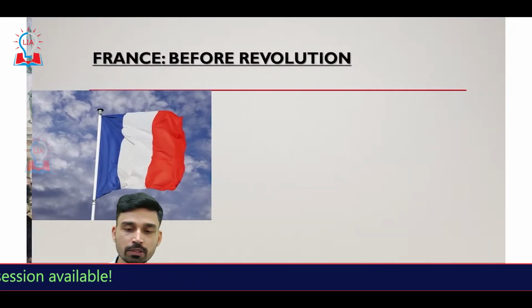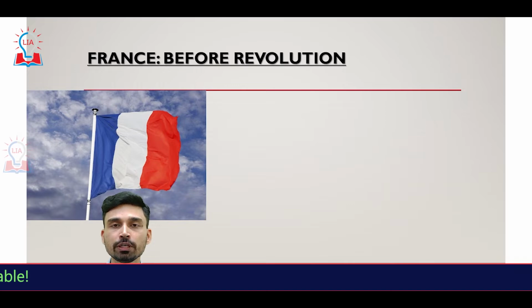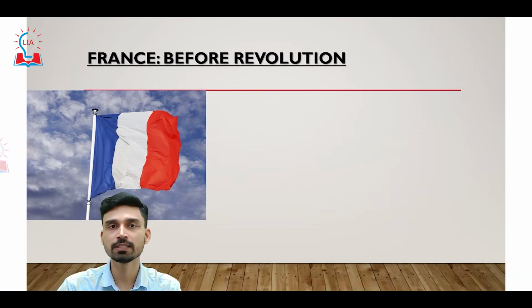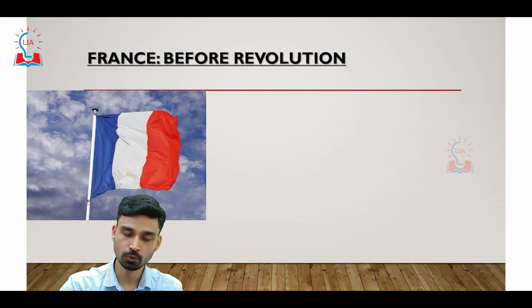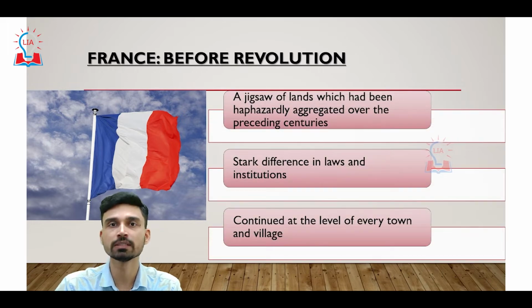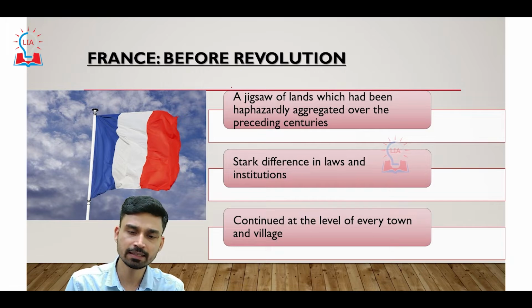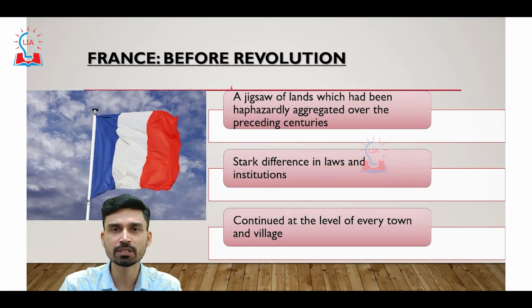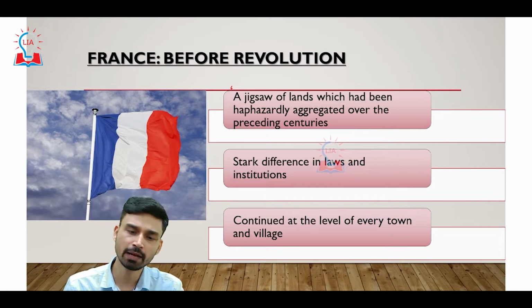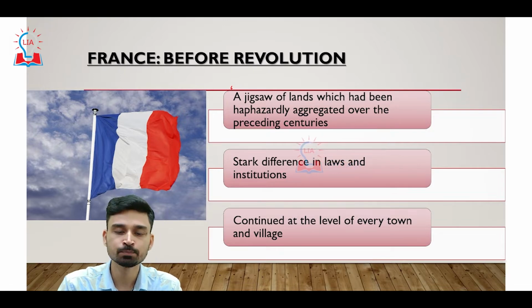So let us try to understand the French Revolution in more detail. But before that, we have to understand what the situation of France was at that time that gave rise to this revolution. If we talk about the whole nation of France before the revolution, we can say it was a jigsaw of land, fitted together from different regions and haphazardly aggregated over the preceding century. The reason is very simple.